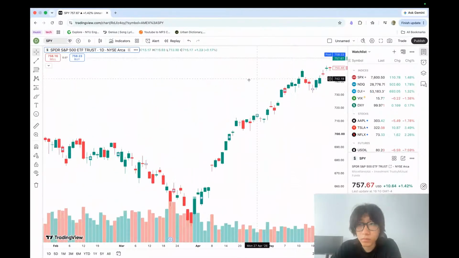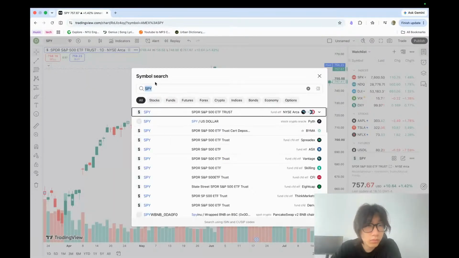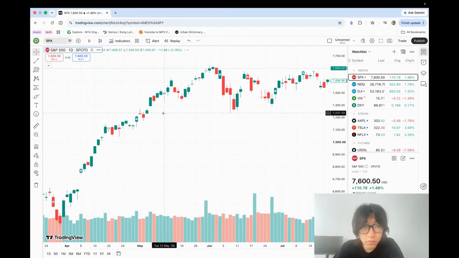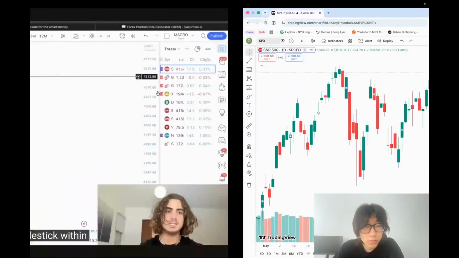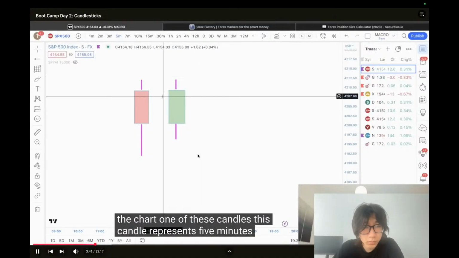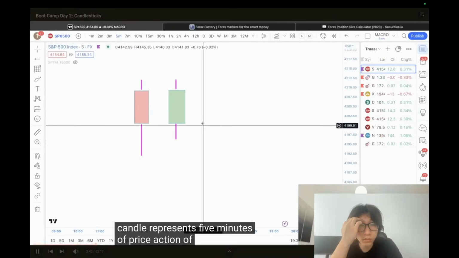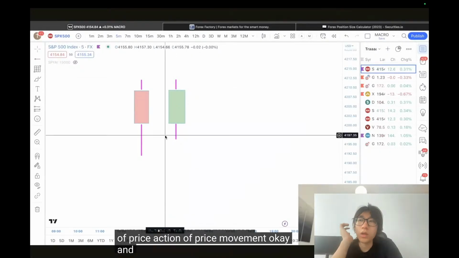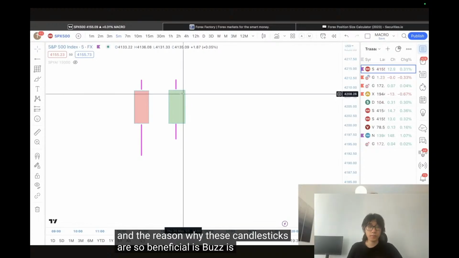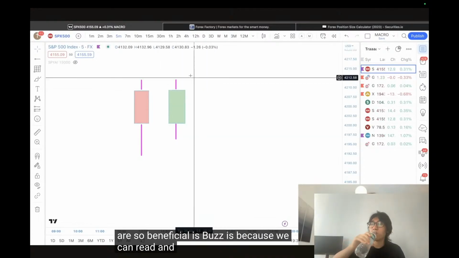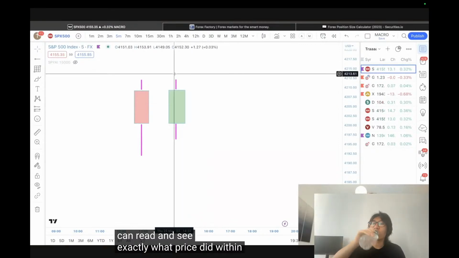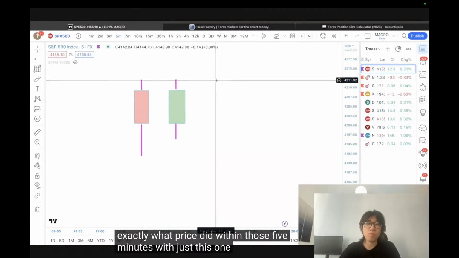So if we are on the 5-minute chart, which we are on currently, let's just say this is an actual candlestick within the chart. This candle represents 5 minutes of price action, of price movement. And the reason why these candlesticks are so beneficial is because we can read and see exactly what price did within those 5 minutes with just this one candlestick.